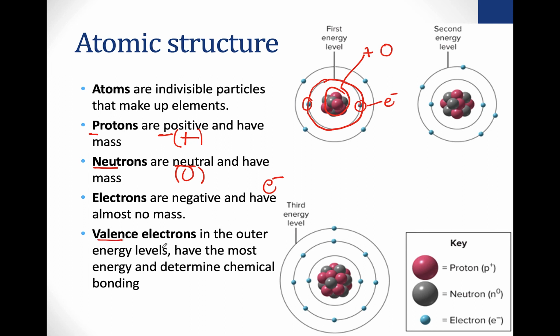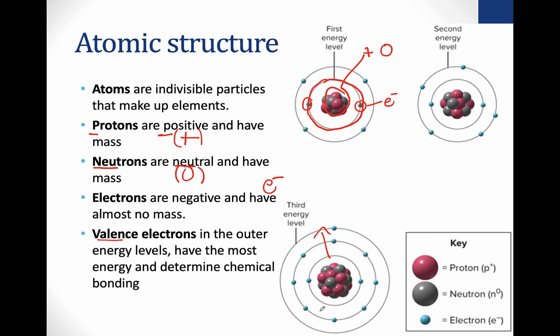Valence electrons are the most important electrons when we think about chemical reactions. So a valence electron is in the outermost energy level. These are the ones that are the farthest away from the center. And different atoms are going to have different numbers of electron shells. The outermost shell is the valence shell.